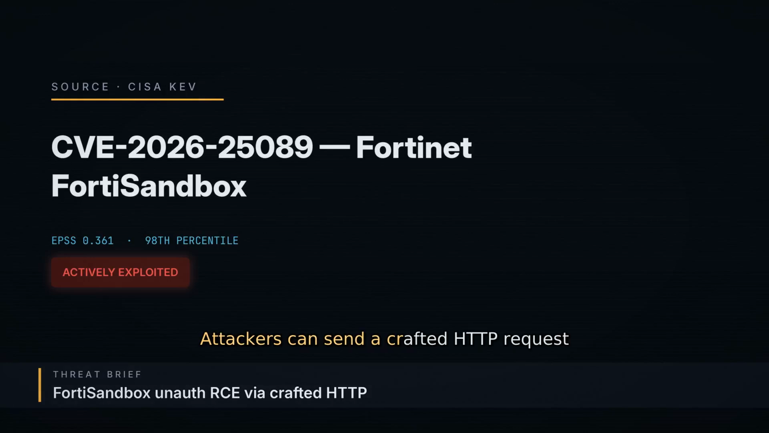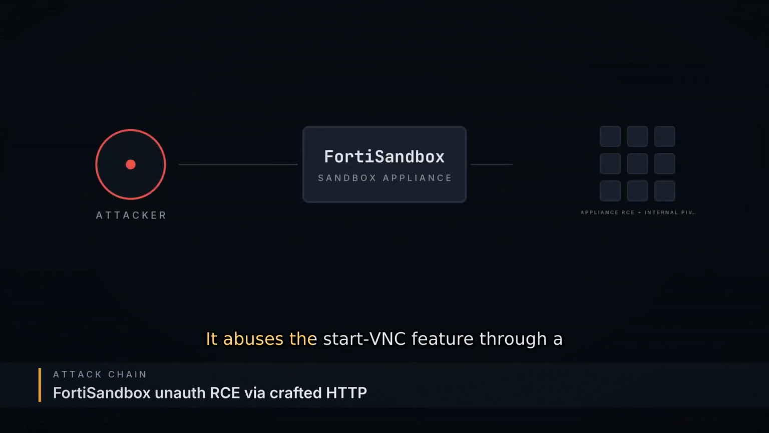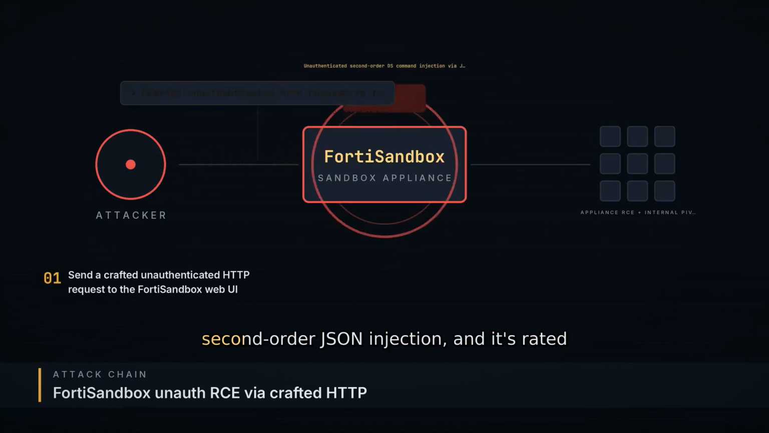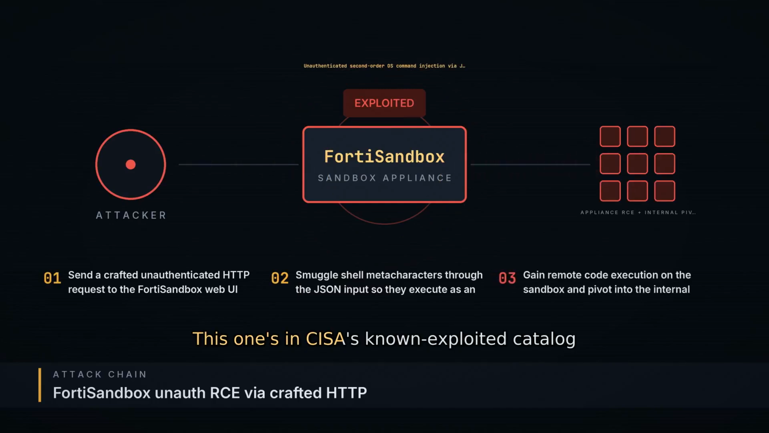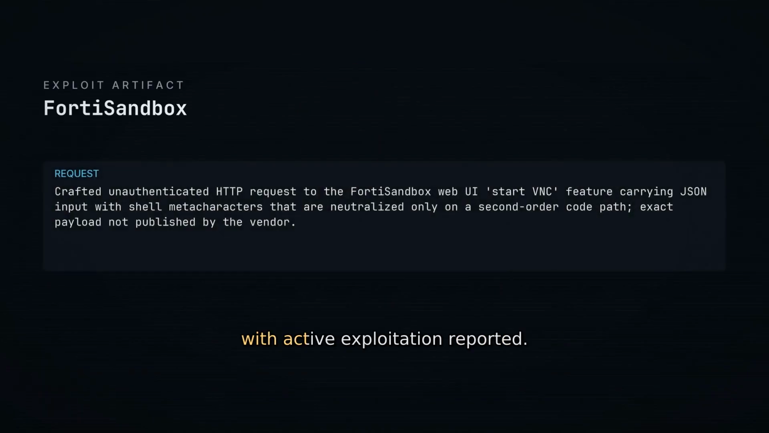Attackers can send a crafted HTTP request that runs operating system commands with no login required. It abuses the Start VNC feature through a second-order JSON injection, and it's rated critical. This one's in CISA's known exploited catalog with active exploitation reported. That appliance sits deep in your network, so a compromise hands attackers a pivot point.